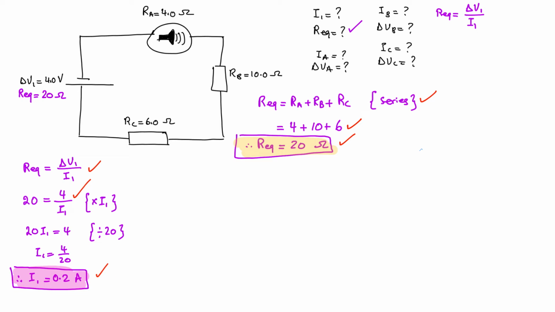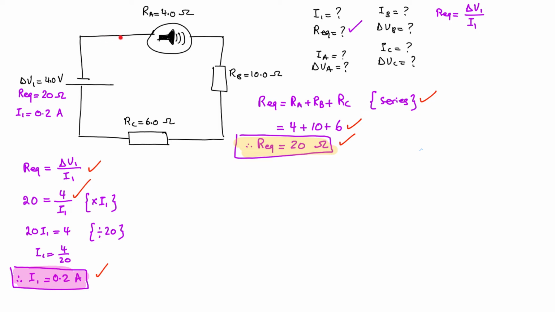Okay, now I have found I1. It's beautiful. I have a lot of information now. I1 is equal to 0.2 amps. And since I have the 0.2 amps here, I know that this circuit is a circuit that is in series, meaning that electrons are all moving and they're not splitting. They are not changing their path.